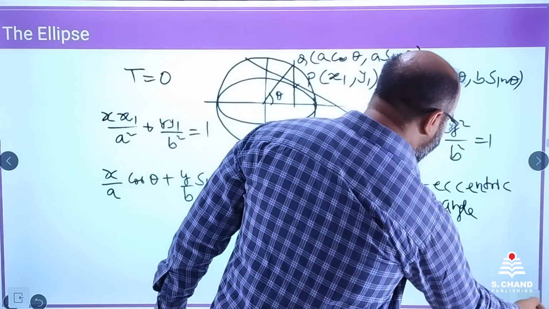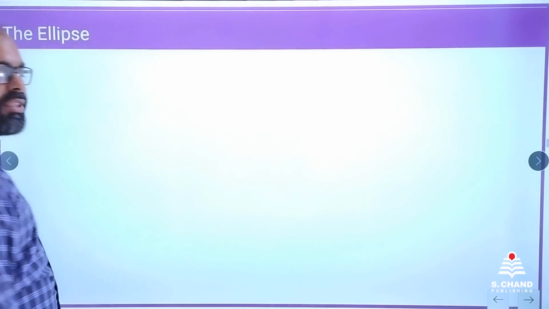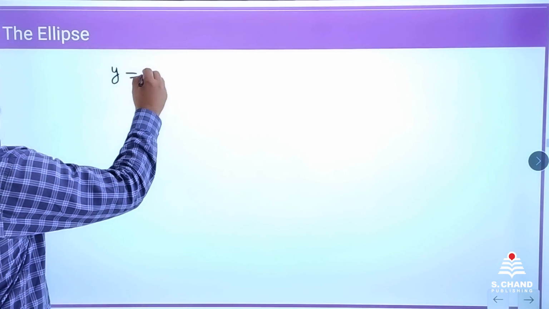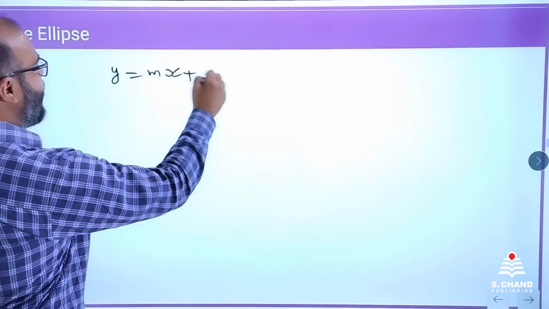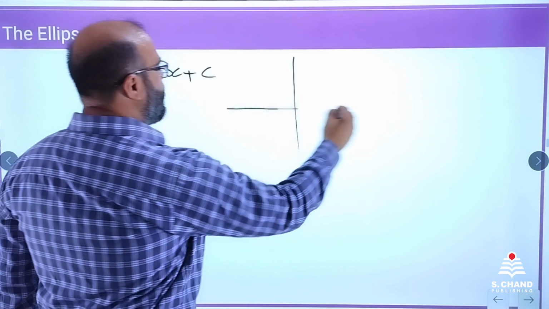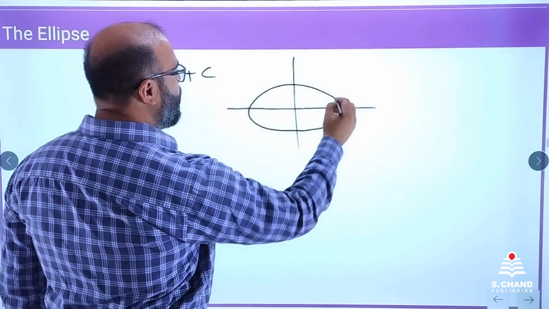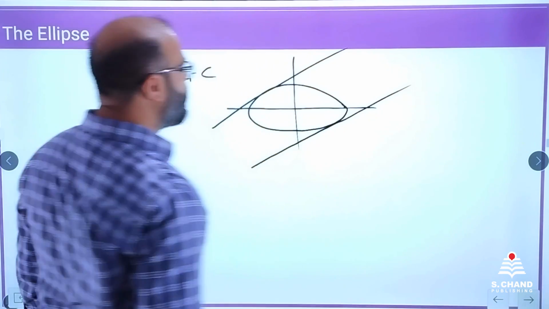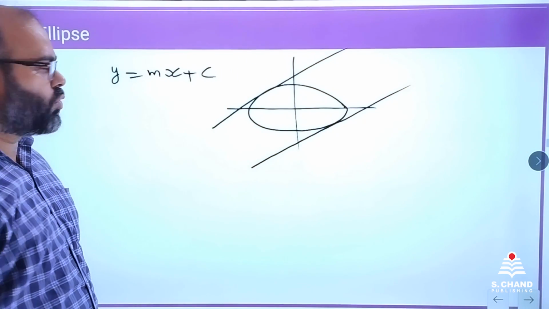But before studying director circle, we have to study tangent in the slope form. So if we have a line y is equal to mx plus c, which is a tangent to the ellipse, and this is the ellipse we have. Then there could be two tangents of the same slope, as we studied in circles in volume 1 also.